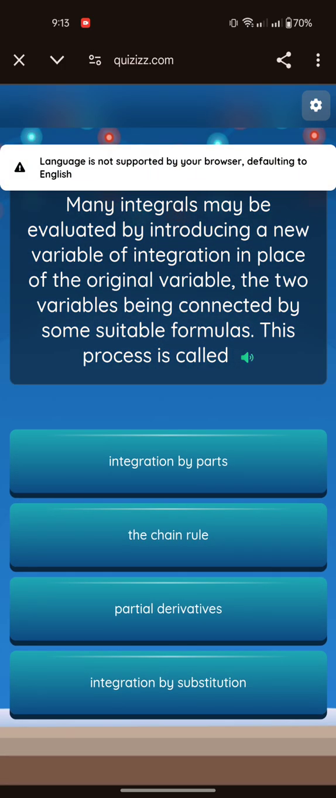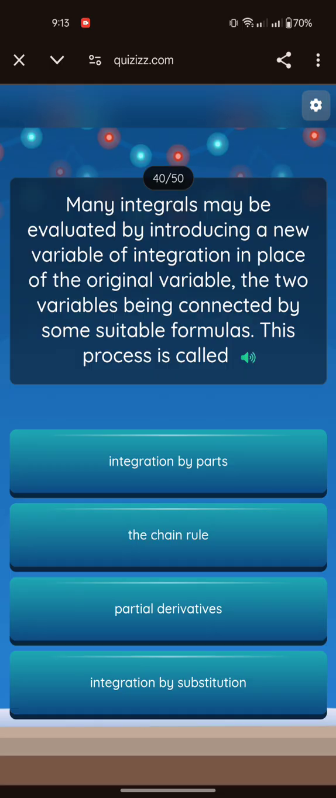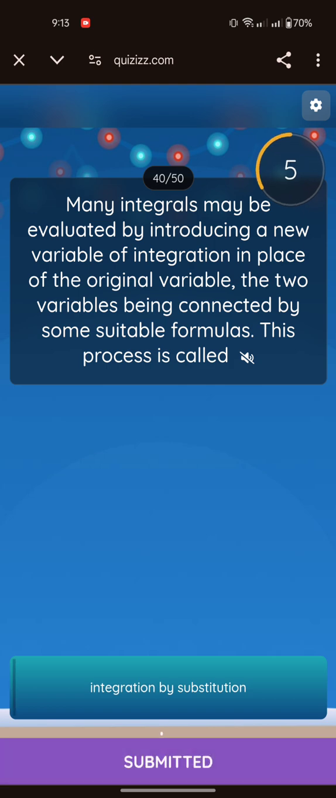Question. Many integrals may be evaluated by introducing a new variable of integration in place of the original variable, the two variables being connected by some suitable formulas. This process is called. Option 1, integration by parts. Option 2, the chain rule.